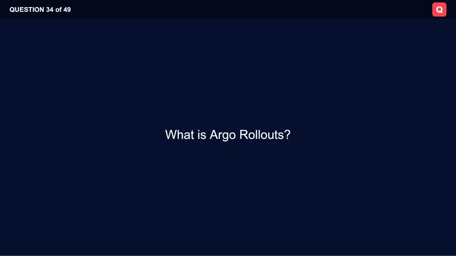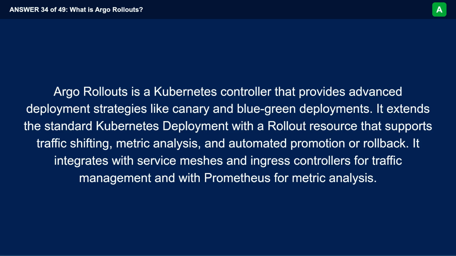What is Argo Rollouts? Argo Rollouts is a Kubernetes controller that provides advanced deployment strategies like canary and blue-green deployments. It extends the standard Kubernetes deployment with a rollout resource that supports traffic shifting, metric analysis, and automated promotion or rollback. It integrates with service meshes and ingress controllers for traffic management and with Prometheus for metric analysis.